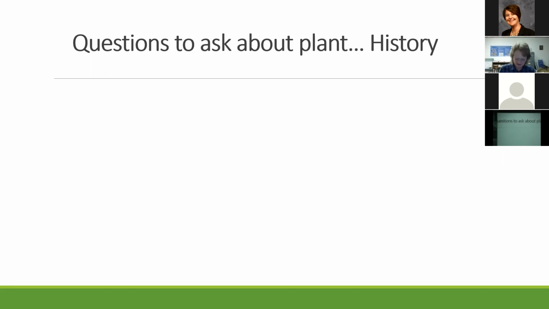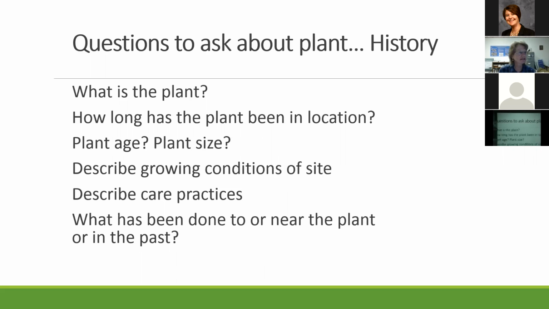Questions to ask about the plant, to get at the history of the plant. What is the plant? You might assume that every homeowner does know that, but they don't, or they usually will say my tree's dying or my shrub is dying, etc. And then the first thing, of course, to ask is, well, what type of tree do you have? How long has the plant been in the location where it's currently growing? And plant age, plant size, you might think, isn't that the same thing? No. I've encountered situations where somebody would call and they're talking about their tree, and you ask the plant size.